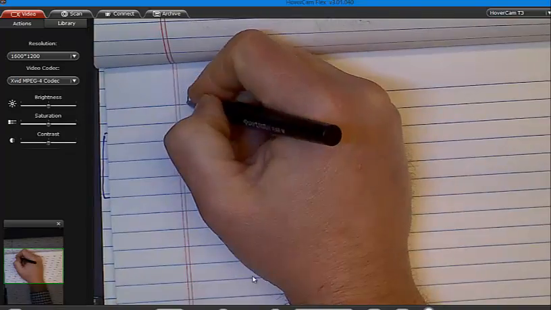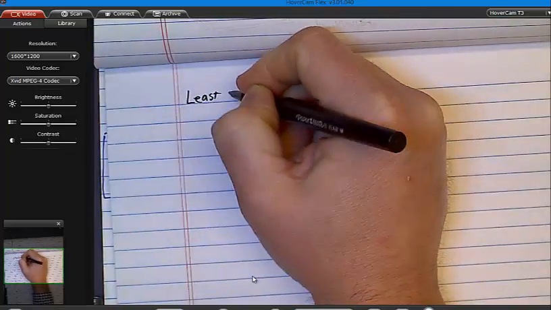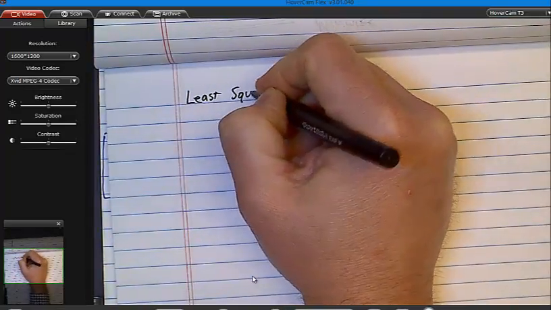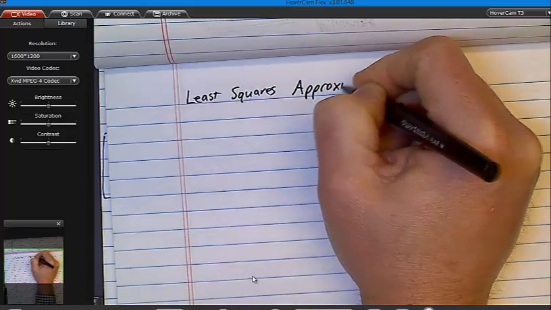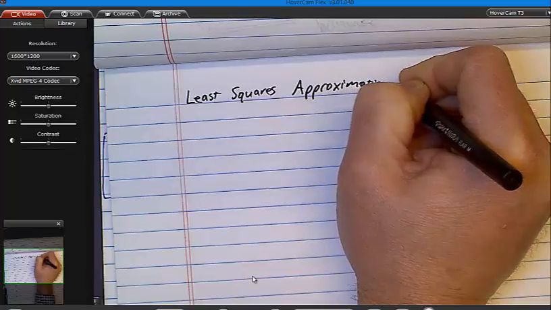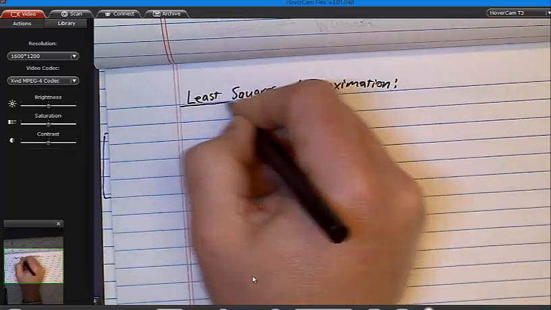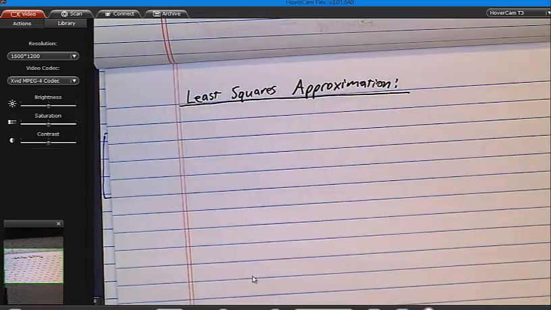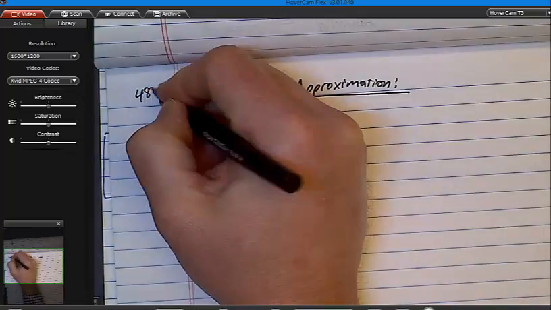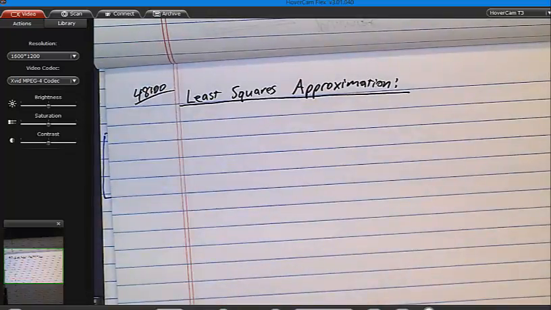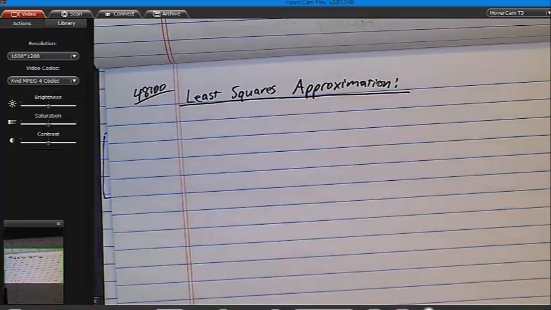So this is least squares approximation. And tell you what, okay. So here's the idea. Let me show you what the book does with this, because I thought this was kind of nice.